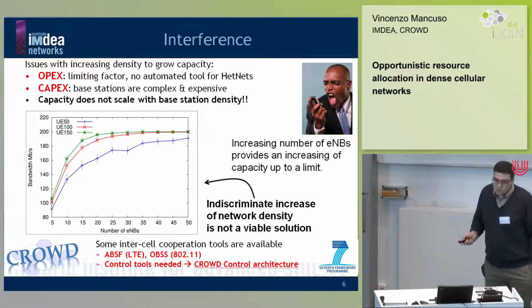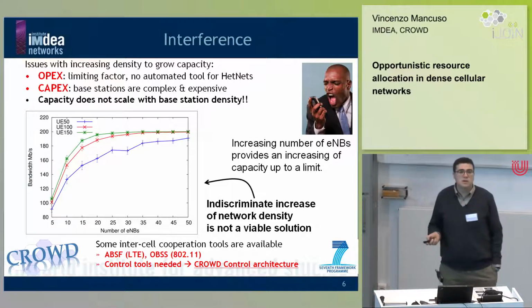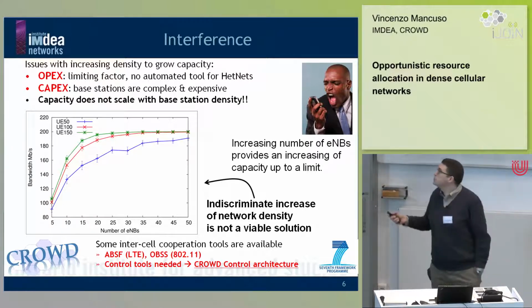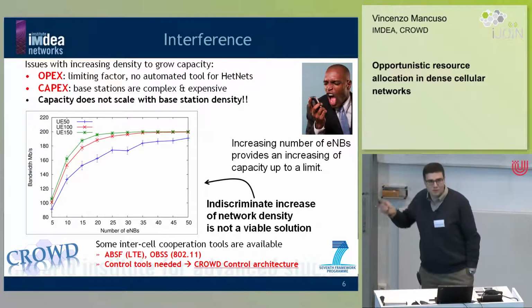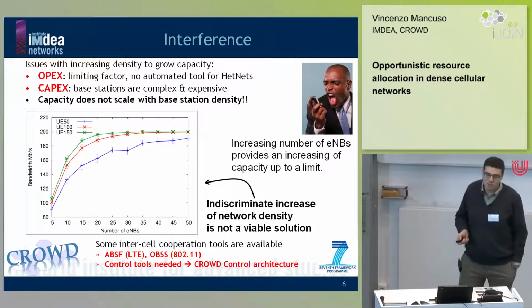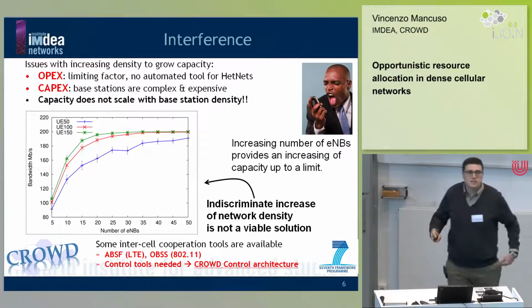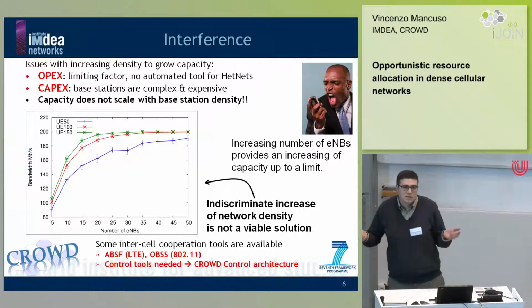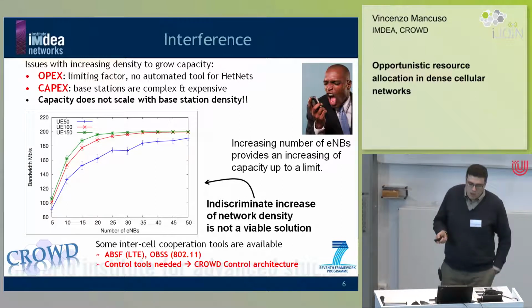What are the problems with the interference? Basically, you make the network denser, and you don't gain in terms of capacity in a linear way, but you go towards saturation. These are some random simulations I took from some people that we have in the project. It's not really important. This is the typical shape. You make it denser, the number of base stations in a network or the number of users, and the capacity doesn't grow linearly with the number of base stations.